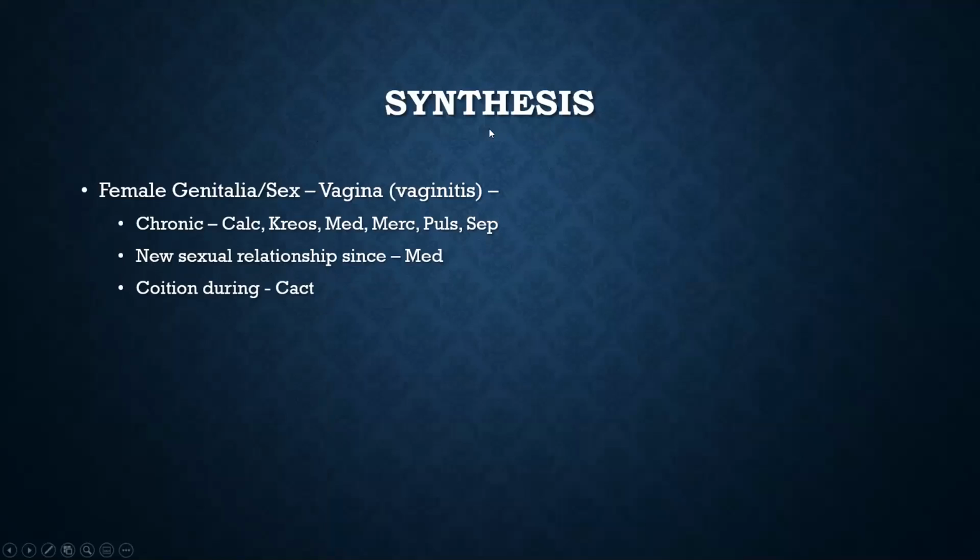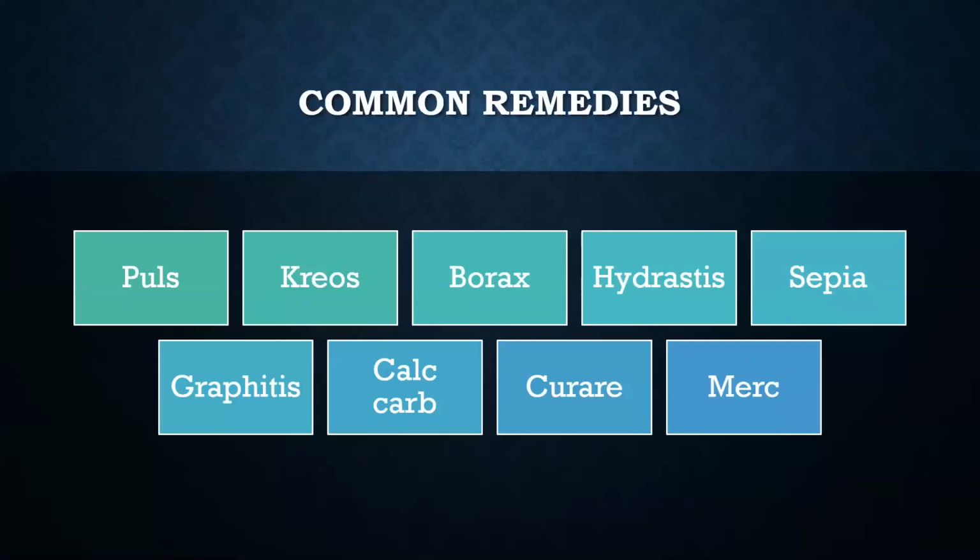So synthesis repertory, female genitalia or sex, go to vagina, vaginitis. Under that, the sub rubric will be new sexual relationship sins. The common remedies for vaginitis are pulsatilla. Now in pulsatilla, vaginitis, that will be with white, yellow, or greenish bland vaginal discharge, and that with vaginal soreness will be there.